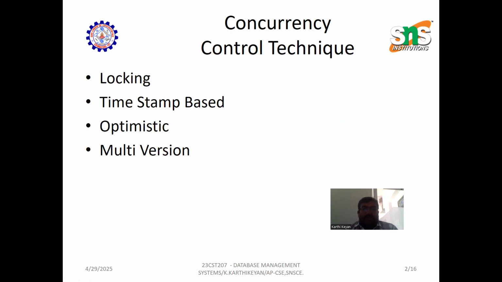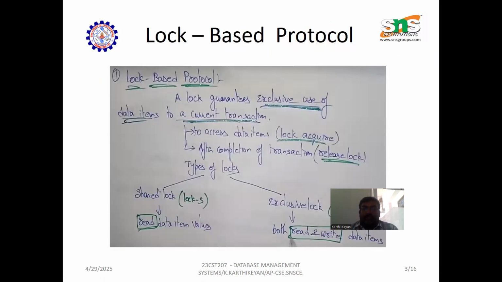The concurrency control techniques we are using are locking, timestamp-based protocol, optimistic, and multi-versions. These are concurrency control techniques. First, we choose a blocking-based protocol, so the lock-based protocol.